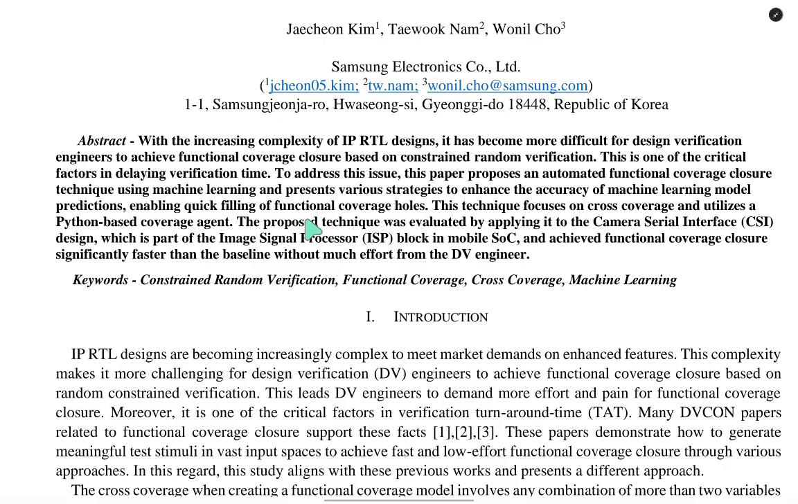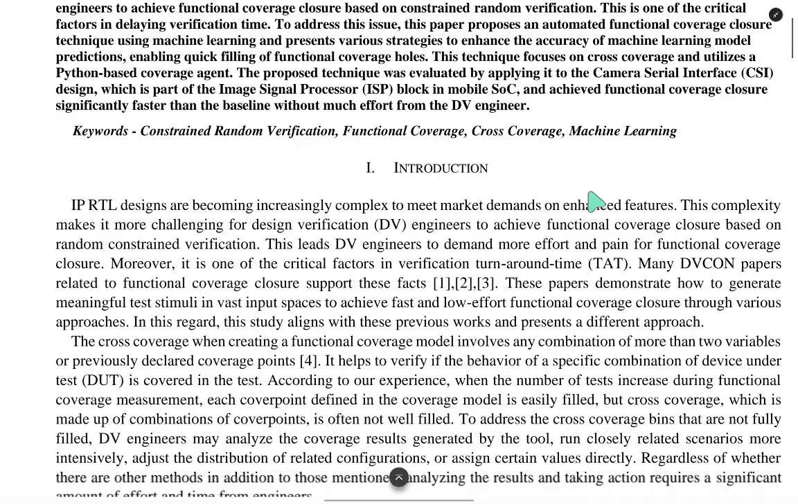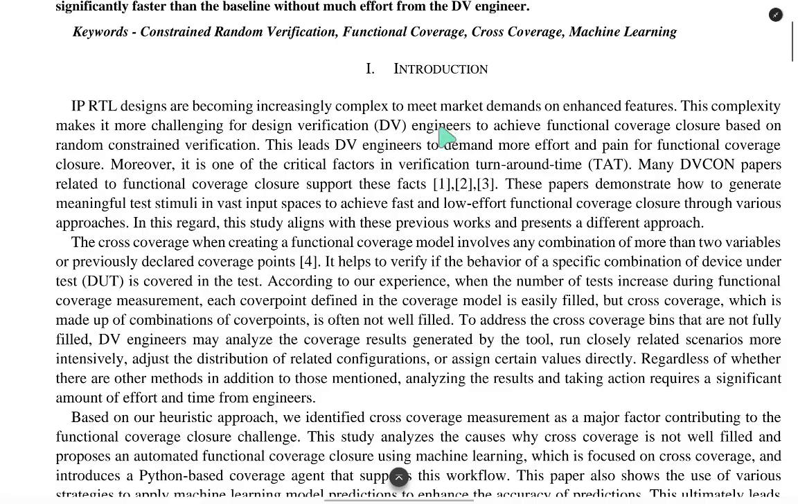The proposed technique was evaluated by applying it to the camera serial interface (CSI) design, which is a part of the image signal processor (ISP) blocks in mobile SoC, and achieved the functional coverage closure significantly faster than the baseline without much effort from the DV engineer. Chapter 1 is the introduction.